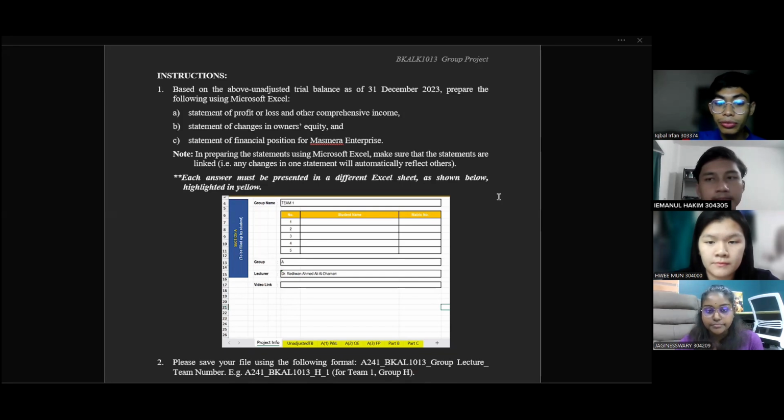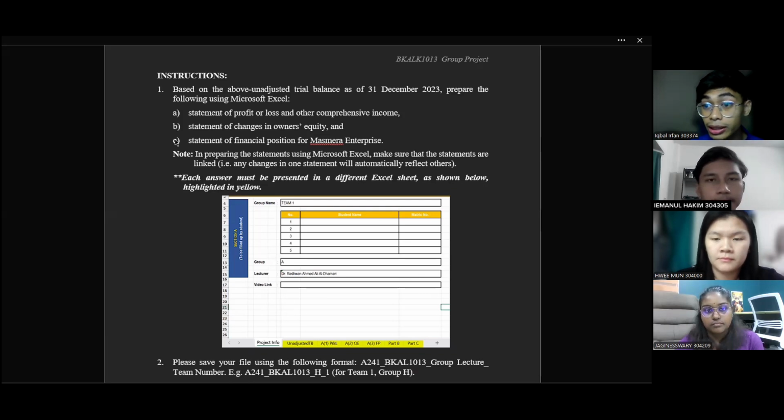So let's move to the statement of financial position, or we can call it the balance sheet. The statement or balance sheet provides a snapshot of a business's financial health at a specific point in time. First, we list all the assets of the business. Assets are divided into current assets like cash and accounts receivable, and also non-current assets, for example, equipment and long-term investment. Next, we list all the liabilities.